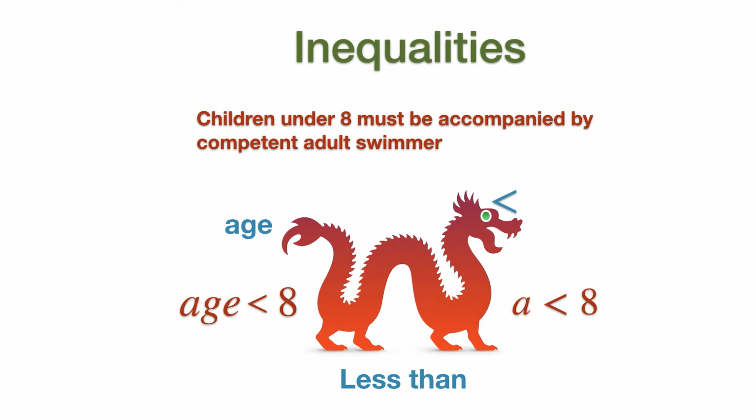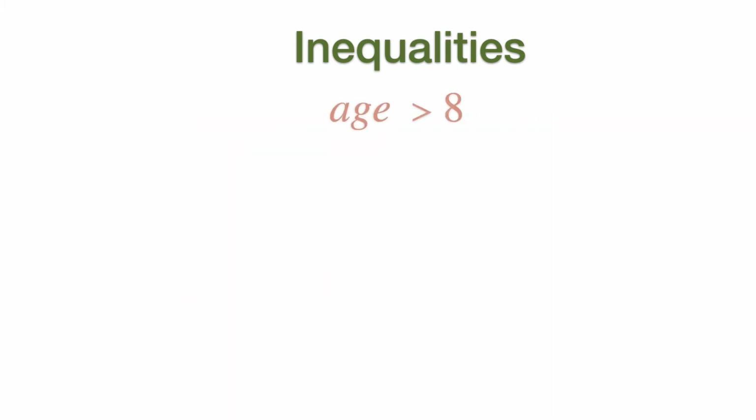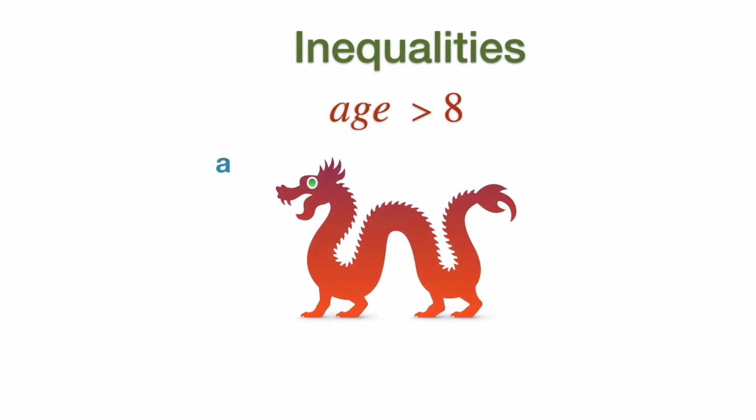On this occasion, children's age must be smaller than 8. So it goes on the tail side of the dragon and 8 goes to the mouth side of the dragon. This means children aged less than 7 and those in between aged 7 and 8 are also included to be accompanied by a competent adult swimmer. On the other hand, if we want to write ages more than 8, then the dragon's mouth will have to face the left side.